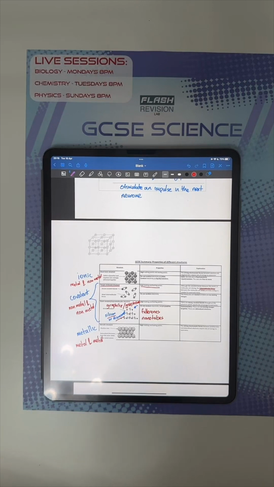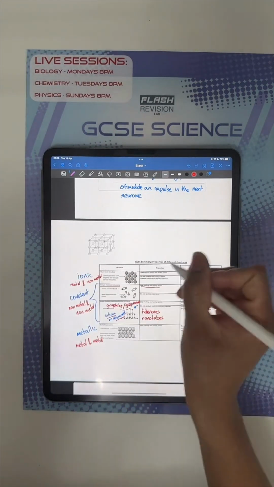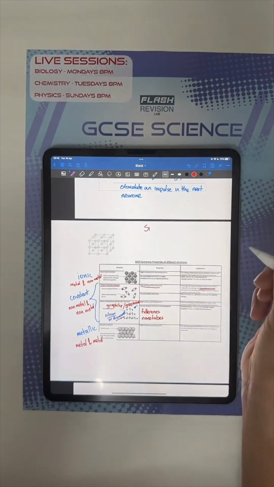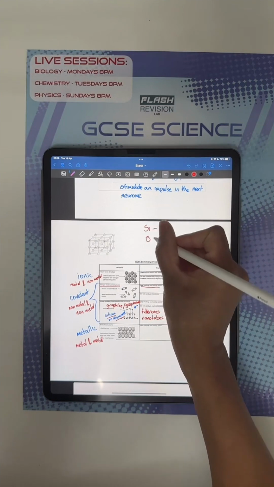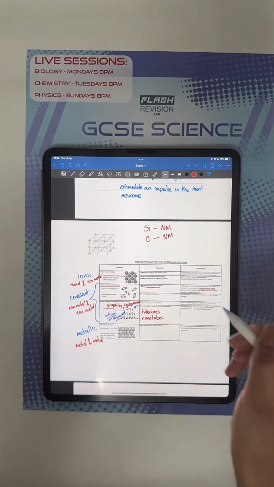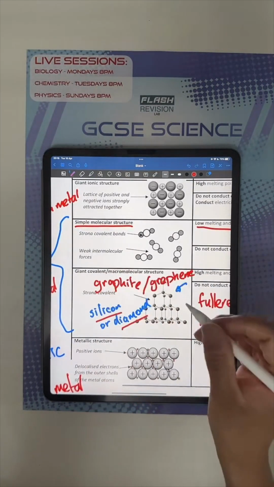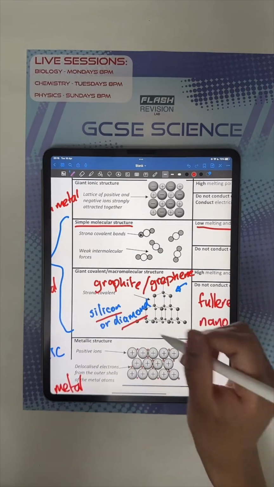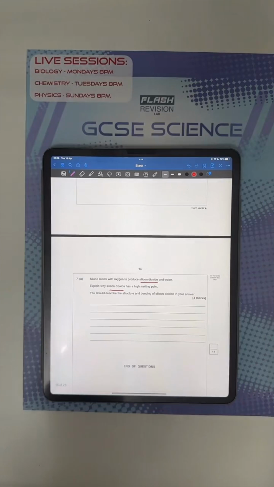Giant covalent. Thank you. Again, not ionic, because for it to be ionic, it needs to be a metal and a non-metal. Silicon is a non-metal. Oxygen is a non-metal. So that means it has to be covalent. And we've got here that giant covalent examples are silicon or diamond. So we've got silicon dioxide here. So our answer is going to be all about giant covalent structures.